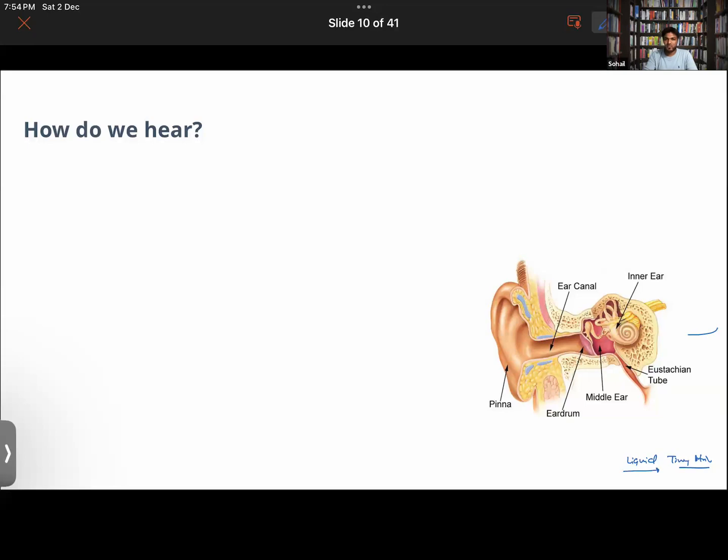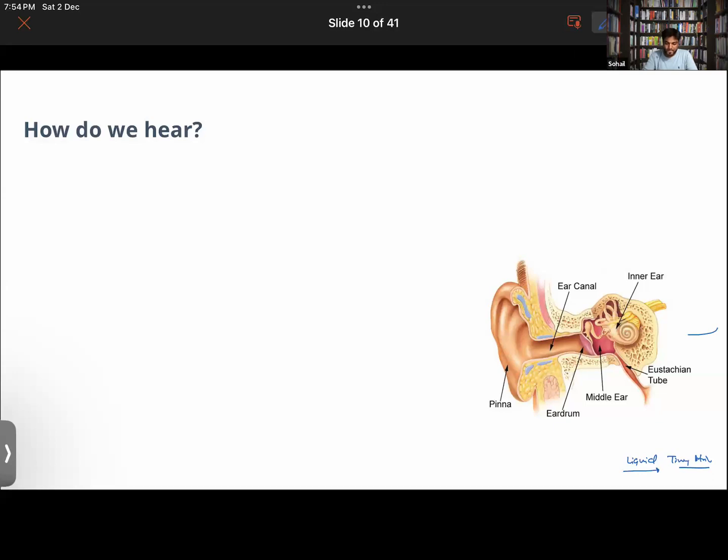So, what is the function of the Eustachian tube? Sir, the Eustachian tube is basically the tube that carries the signal to the brain. It's like the auditory nerve basically. Okay.